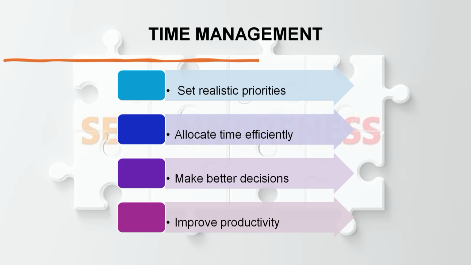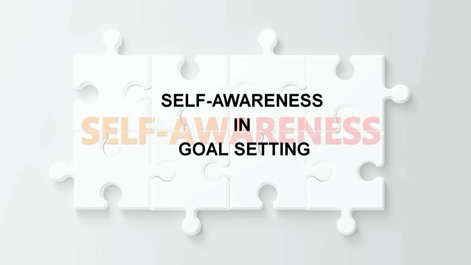When you are able to do this, your productivity will automatically improve because you are utilizing the time efficiently, you are setting your goals realistically, and you are also keeping your strengths and weaknesses in mind. So when your productivity increases, automatically your self-worth and self-esteem increase, thereby resulting in realizing your self-awareness, and you feel more happy about it. So that is how self-awareness helps us in goal setting.